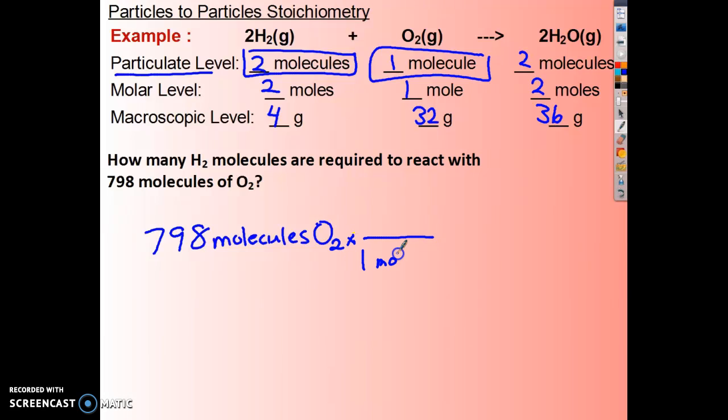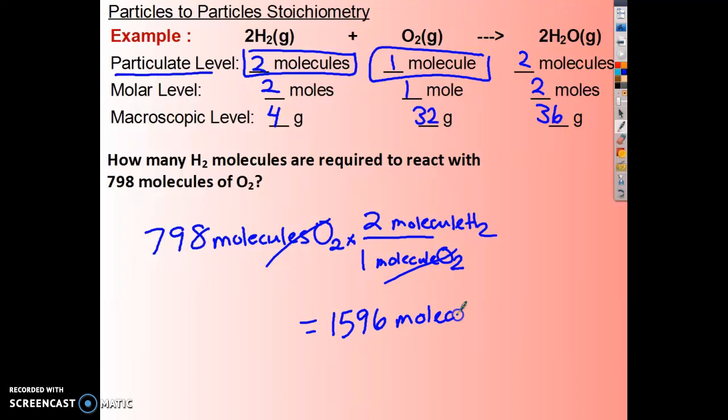So 1 molecule O2 for every 2 molecules H2. And that's essentially just multiplying by 2, which will give me my molecules of H2. So let's see, I've got 798 times 2, which is 1596 molecules. If I wanted to keep just 3 significant figures, I think I'd have to round this.